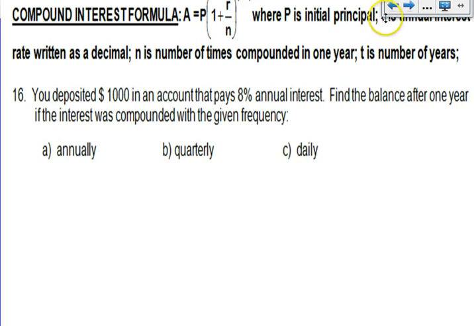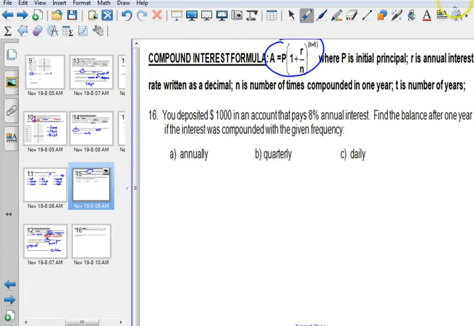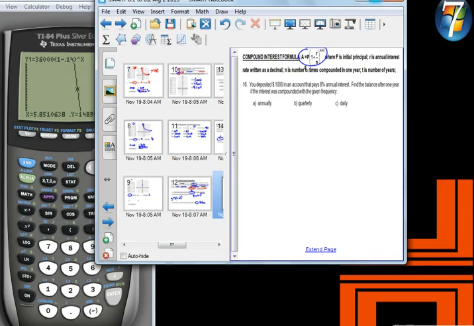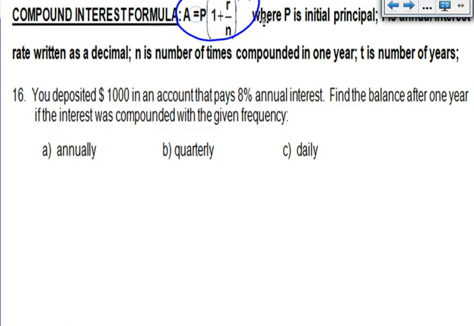Okay, compound interest formula. You deposit $1,000 in an account that pays 8% annual interest. Find the balance after 1 year with this given frequency. So your bank accounts are usually compounded at a certain rate. This is the formula that we're going to be using to find our value. So you deposit $1,000. That is the P, which is the initial principal, they call it in the banking world.